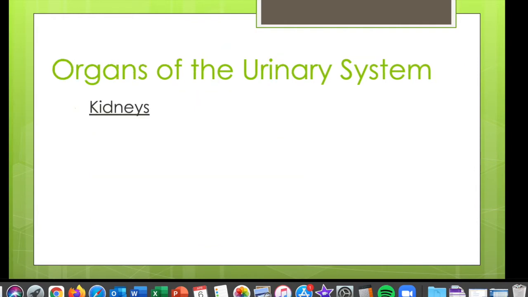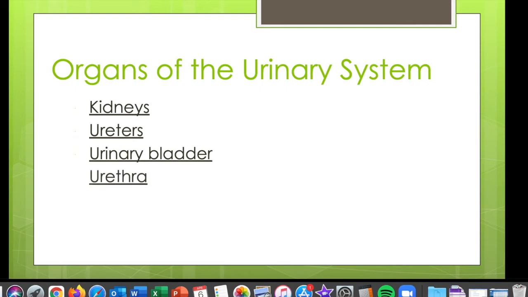As far as the number of organs, the urinary system is fairly simple because there aren't that many organs in the system, but they are complex in their function. So we have kidneys, which you have 2 of. You also have 2 ureters. Those are going to be the tubes that carry the urine that's formed in your kidneys down to your bladder. So we have the urinary bladder, which you have 1 of. And then there's also 1 urethra.